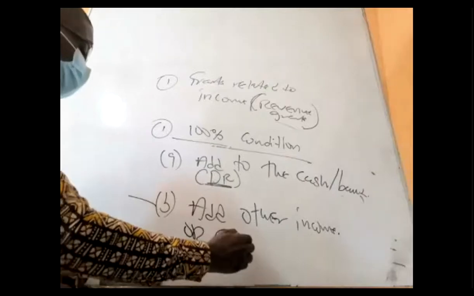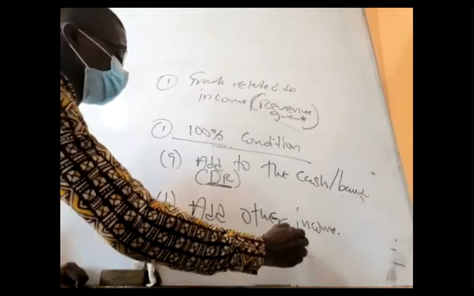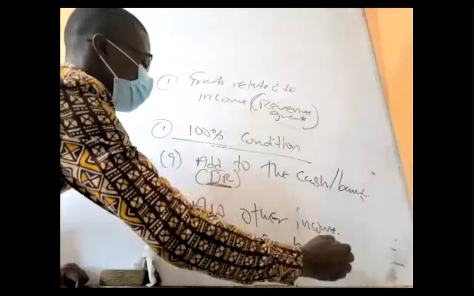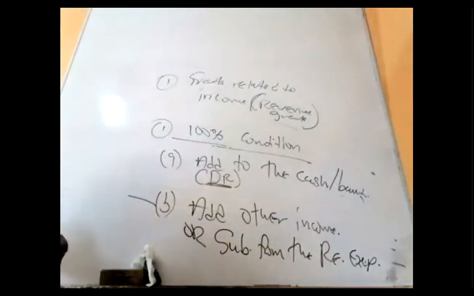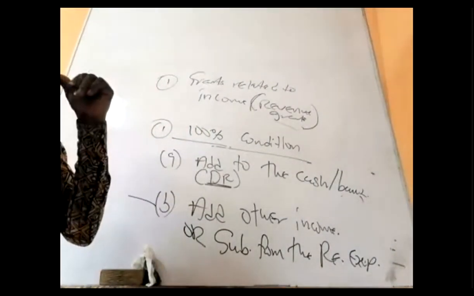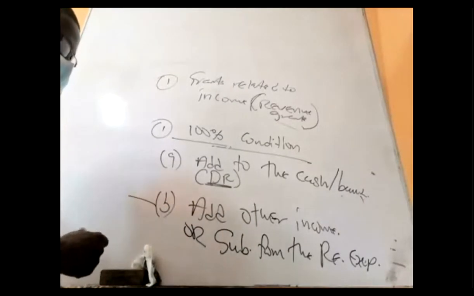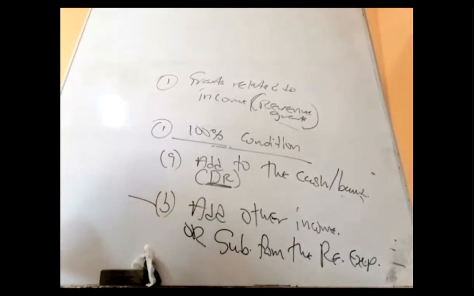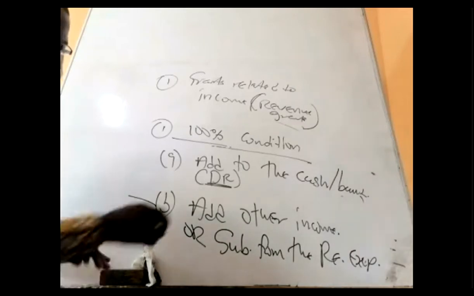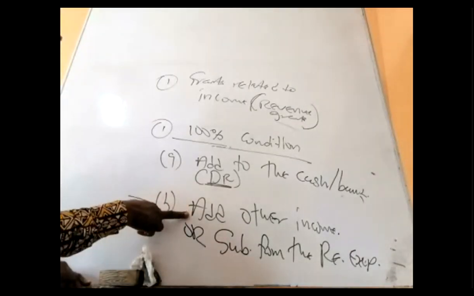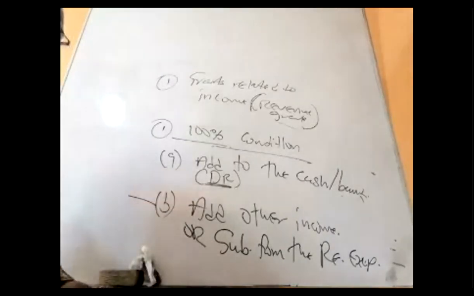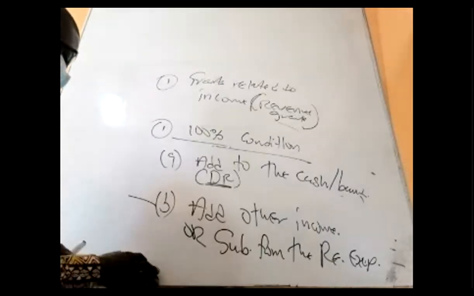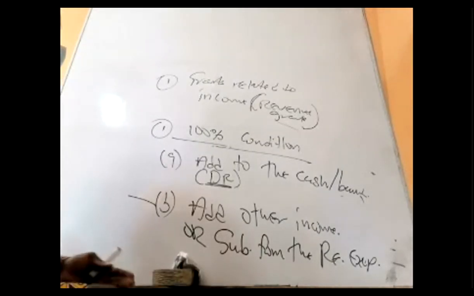You subtract from the related expense, maybe it's related to operating expenses. When you subtract from operating expenses, that's the alternative. The standard IAS 20 prescribes two accounting treatments: either you record it on its own under other income, or you subtract from the related expense. That's all.